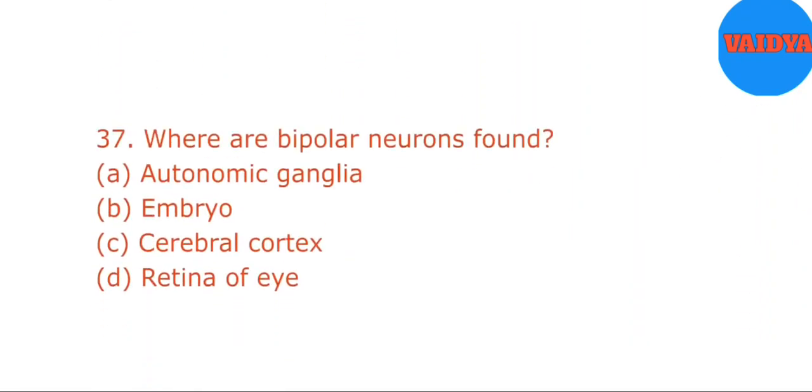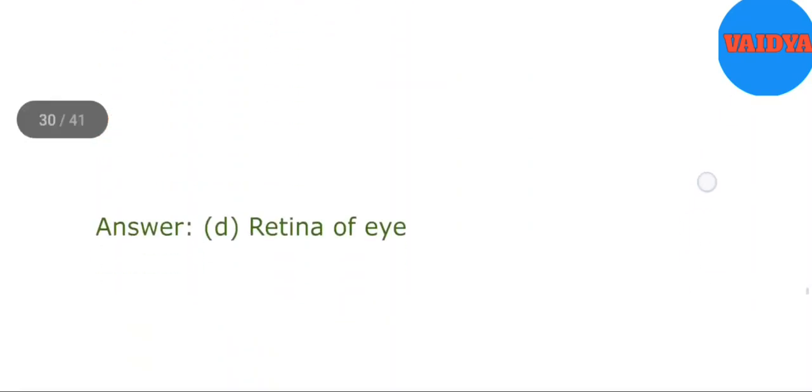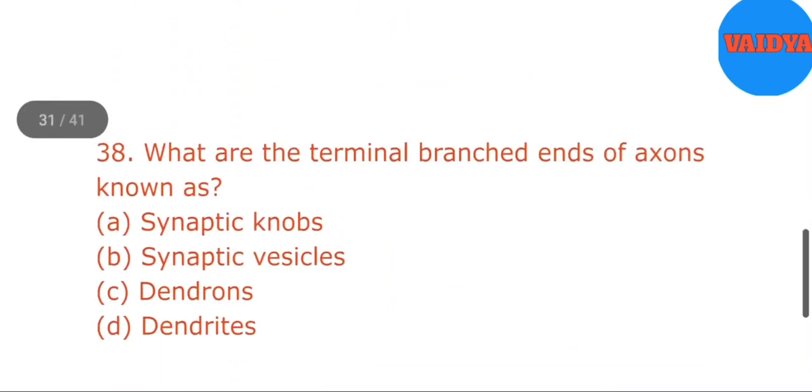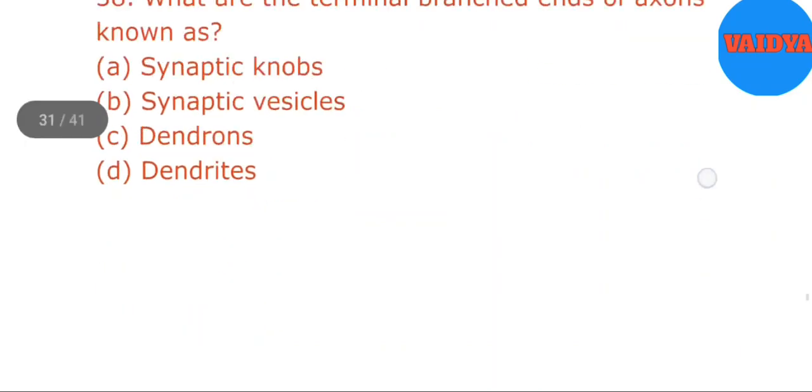37. Where are bipolar neurons found? A. Autonomic ganglia. B. Embryo. C. Cerebral cortex. D. Retina of eye. Answer: D. Retina of eye. 38. What are the terminal branched ends of axons known as? A. Synaptic knobs. B. Synaptic vesicles. C. Dendrons. D. Dendrites. Answer: A.